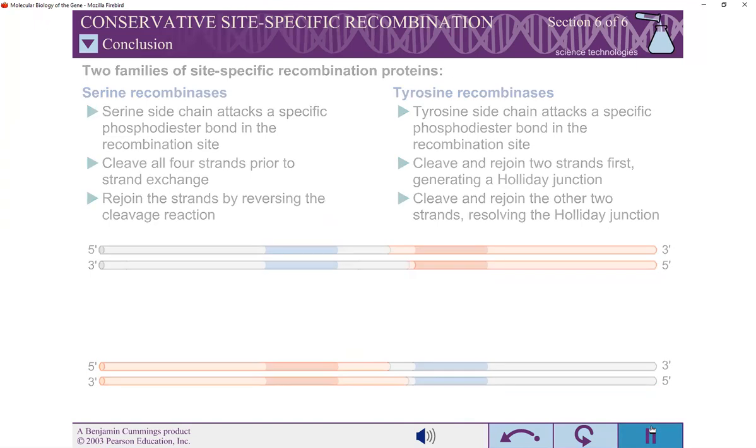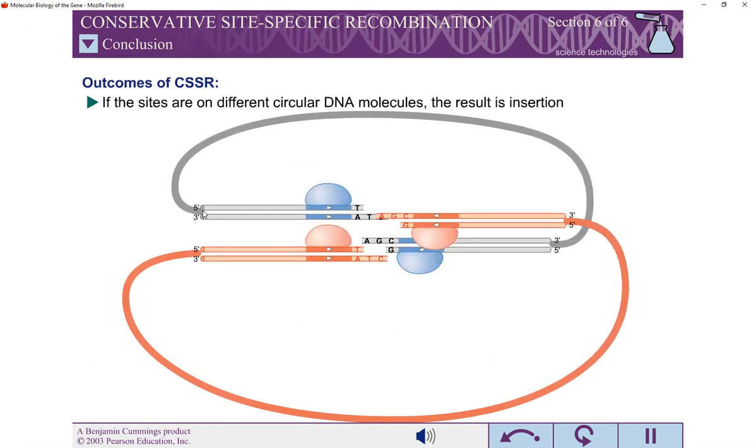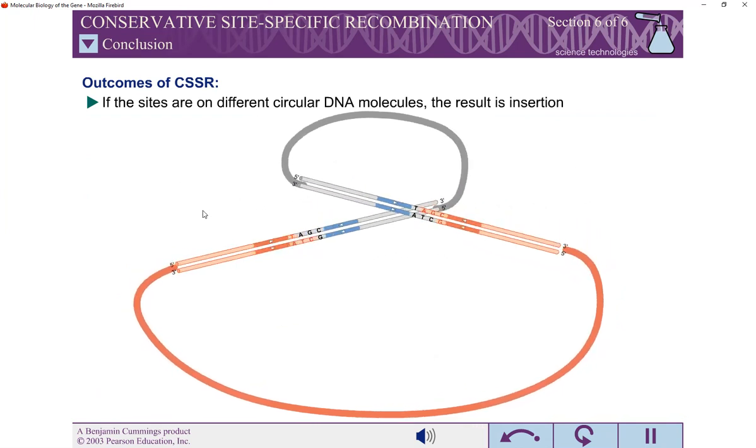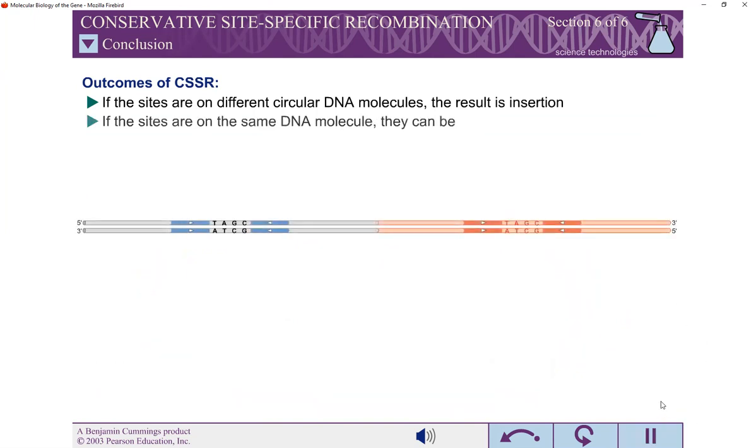Next point: if the recombination sites are on different circular DNA molecules, the result of site-specific recombination is insertion of one of the molecules into the other. This will cause the insertion of one DNA molecule into the other DNA molecule. If both recombination sites are on the same DNA molecule, they can be a direct repeat with respect to one another or inverted with respect to one another.